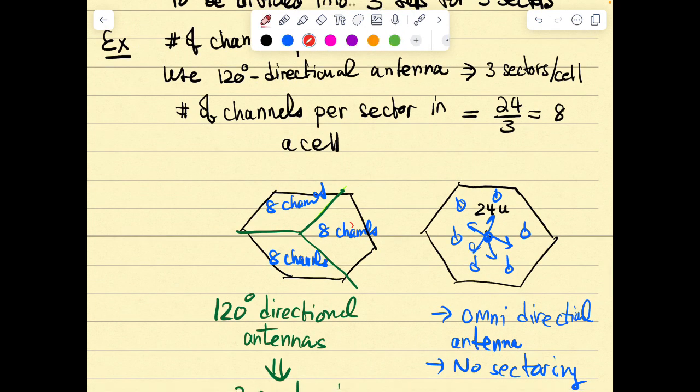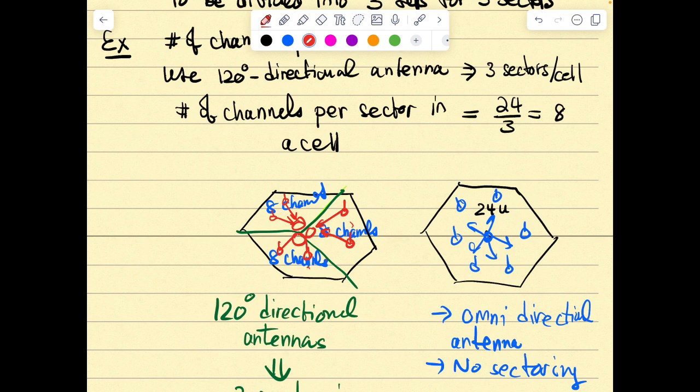Now, if the users are distributed uniformly, this would mean no problem. For example, if there are only 2 users in this sector, they can connect to this sector antenna. If there are 2 users here, it's okay too, because the sector has 8 channels. And if only 2 users here, it's okay too. So they can connect to this sector antenna.